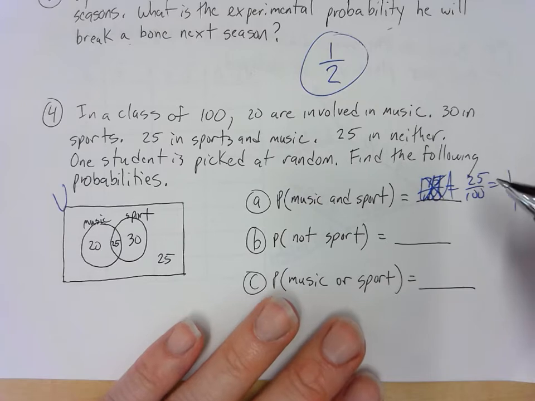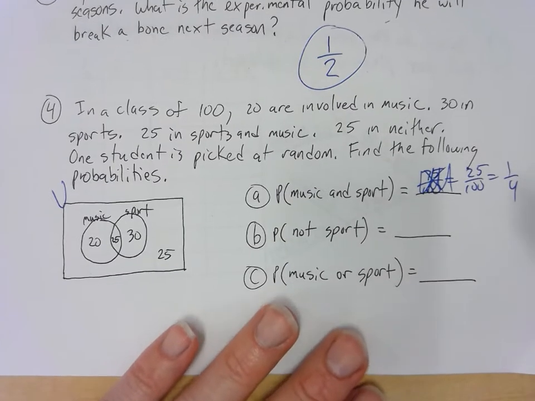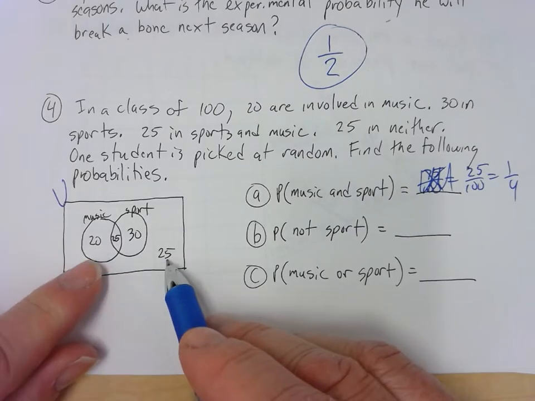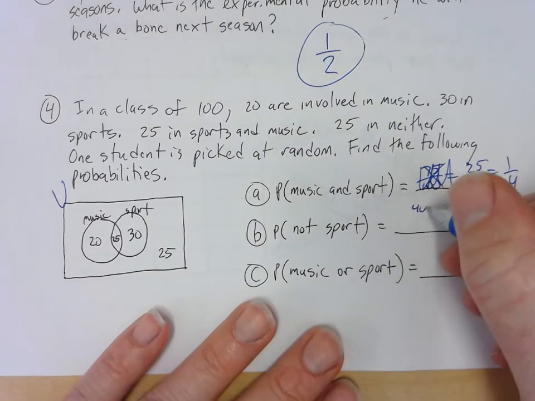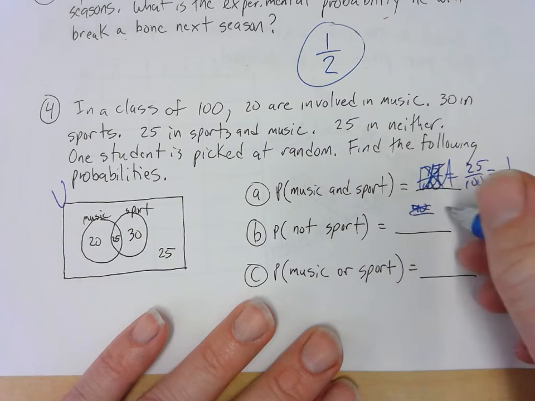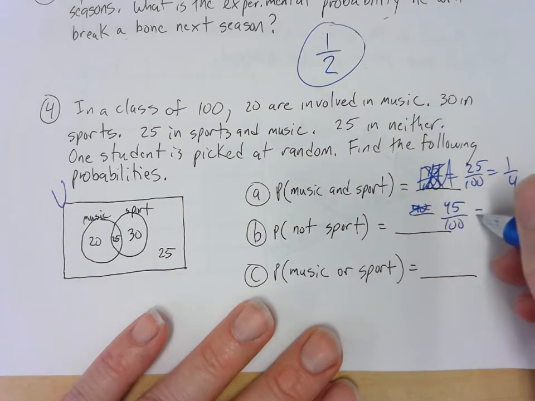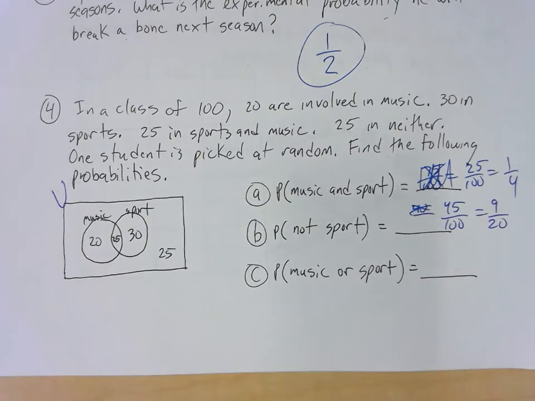Okay, not sport. Not sport would be these 20 and these 25, so it'd be 45 out of 100, which is 9/20. Man, I need to get my act together here. That's 2 in a row that I almost botched up.